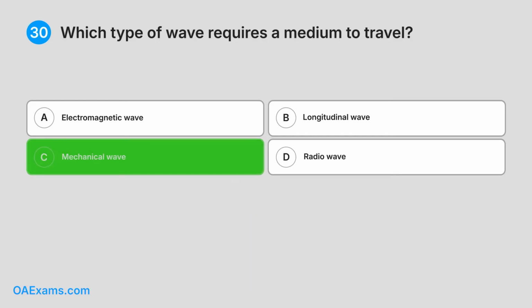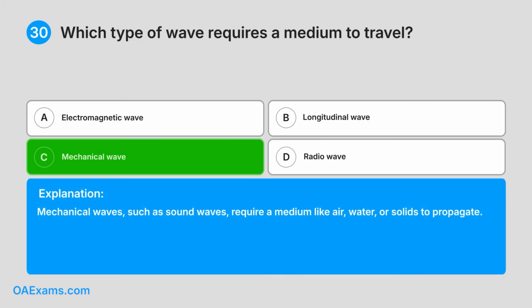Correct answer. C. Mechanical wave. Explanation. Mechanical waves, such as sound waves, require a medium like air, water, or solids to propagate.